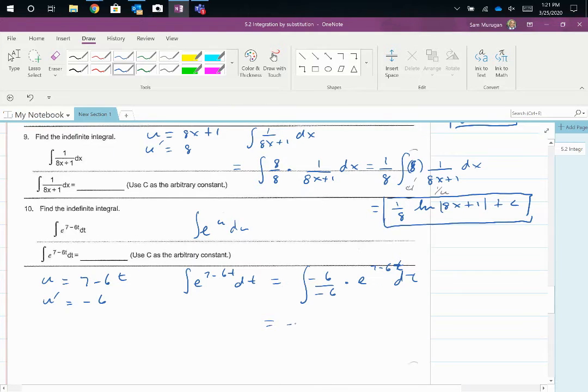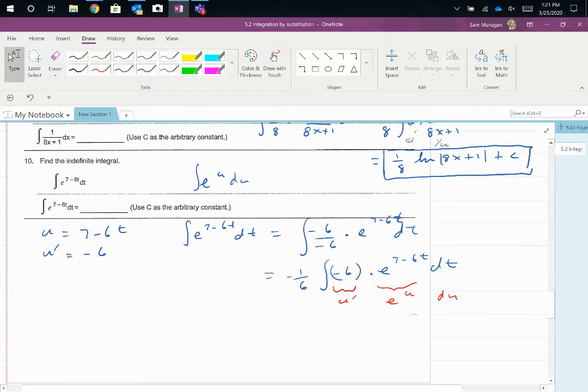So bring that negative 1 over 6 outside. We're left with negative 6 e to the power 7 minus 6t dt. So now we can see that this part is u prime, and this part is e to the power u. And we follow the rule here, so the integral here would be negative 1 over 6 e to the power 7 minus 6t plus the constant.